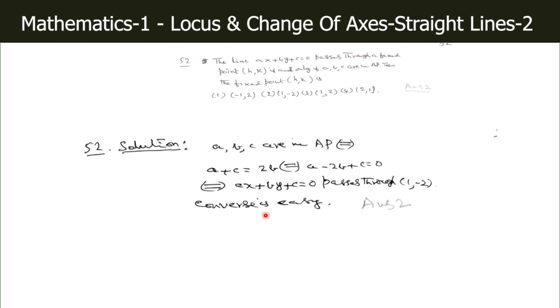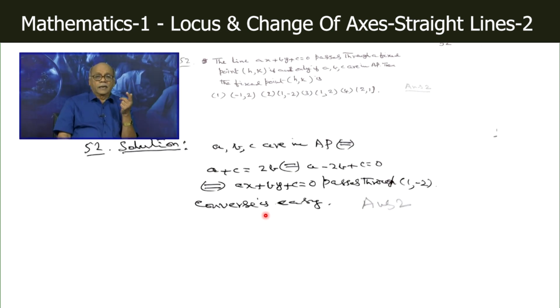And the converse is also very easy. Converse means if the line passes through (1, minus 2), then the coefficients A, B and C are in AP. Because it passes through (1, minus 2), A into 1 plus B into minus 2 plus C equal to 0, or A plus C is equal to 2B. So that A, B, C are in AP.